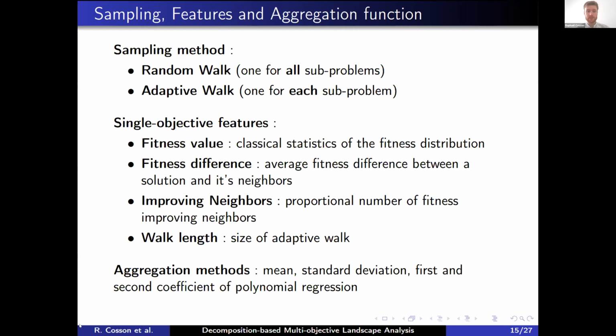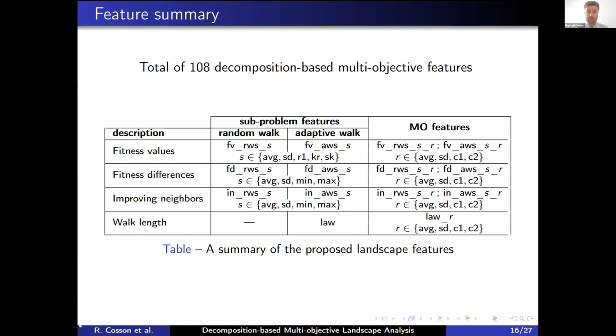So here you can see the 108 multi-objective features, and as you can see, there is also an intermediary layer of statistics between the sampling and the multi-objective features.